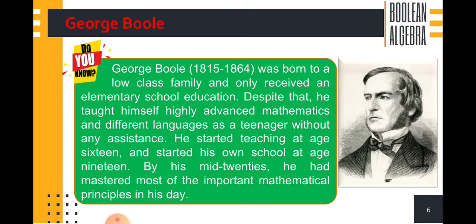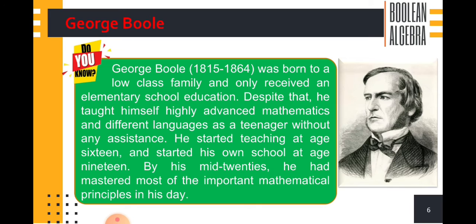Despite that, he taught himself highly advanced mathematics and different languages as a teenager without any assistance. At age 16 itself, he started teaching, and he started his own school at age 19.